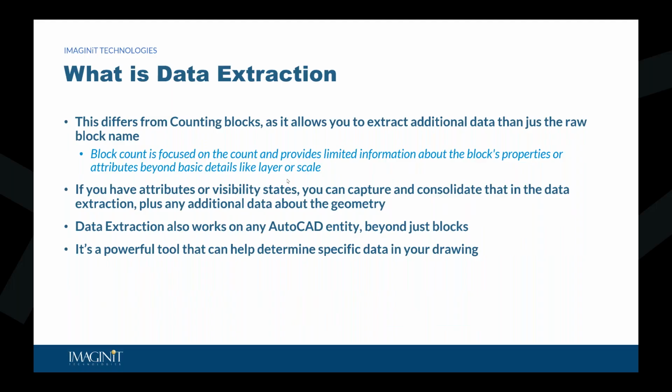The block count palette, or the count palette, is focused on the count and provides limited information about blocks, properties, or attributes beyond the basic details like layer or scale. If you have attributes or visibility states in dynamic blocks, you can capture and consolidate that in the data extraction, plus any additional data about geometry if you want. Data extraction also works on any AutoCAD entity, not just blocks. So if you want to count the number of circles that have a specific diameter or a radius or things like that, data extraction is what you can use. It's a very powerful tool that can help determine specific data in your drawing.